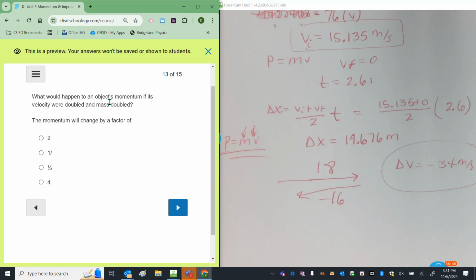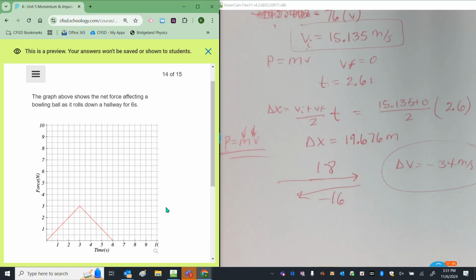If you double both the velocity and the mass, you're going to double it twice, and doubling it twice is a factor of 4. Okay, 4 times as much. This one, I think, is supposed to say 1/4. I'm not positive, but it just says 1/, but was not your answer, so it doesn't matter.